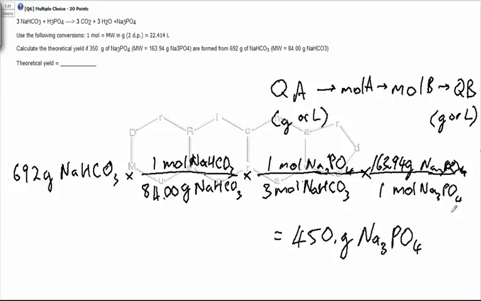So what does this represent? Well, it represents how much we should have gotten from 692 grams of NaHCO3. Remember, I always start out with the reactant and then I figure out how much product I'm supposed to get. Now we only got 350 grams, so if I did another step and figured out the percent yield, I'd do 350 grams of this divided by 450 grams of this. But as it is, we just wanted the theoretical yield of the product, which was 450 grams of Na3PO4.